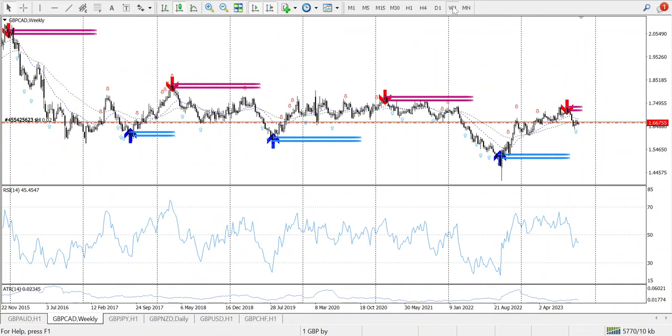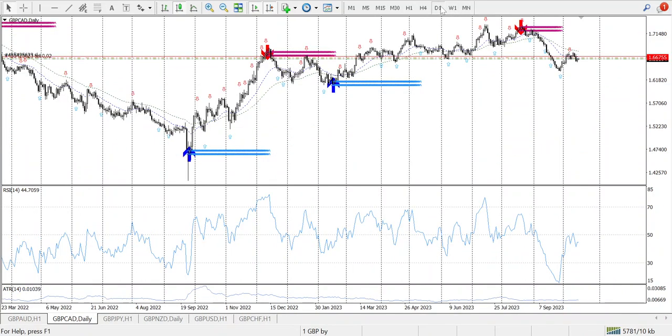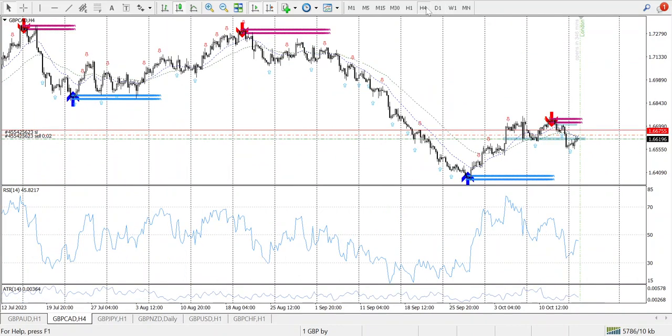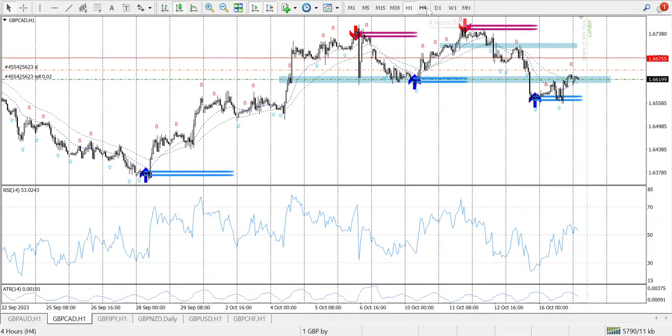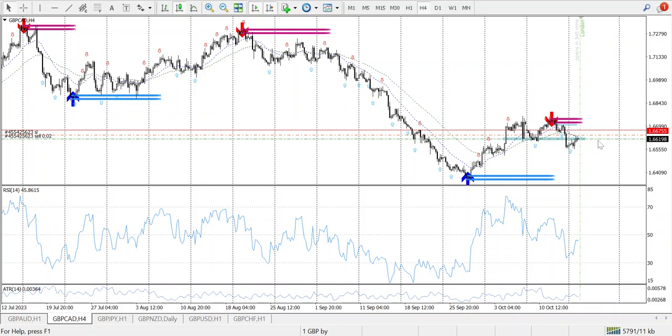It is making a downtrend daily, downtrend at the support of last resistance. Hour four, a resistance has to make downtrend. So the next support area is this one.